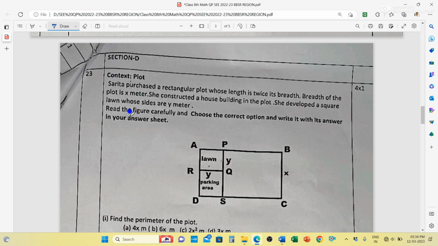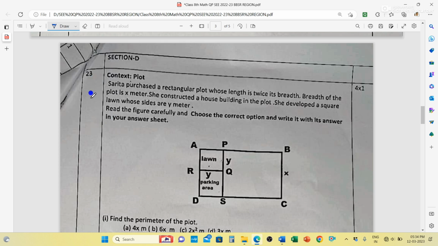Now, section D, context plot. Sarita purchased a rectangular plot whose length is twice its breadth. Breadth of the plot is x meter. She constructed a house building in the plot. She developed a square lawn whose sides are y meter. Read the figure carefully and choose the correct option and write it with its answer in your answer sheet.